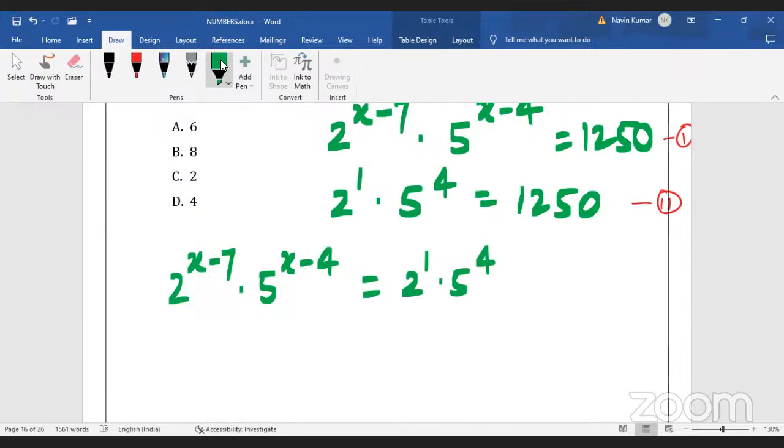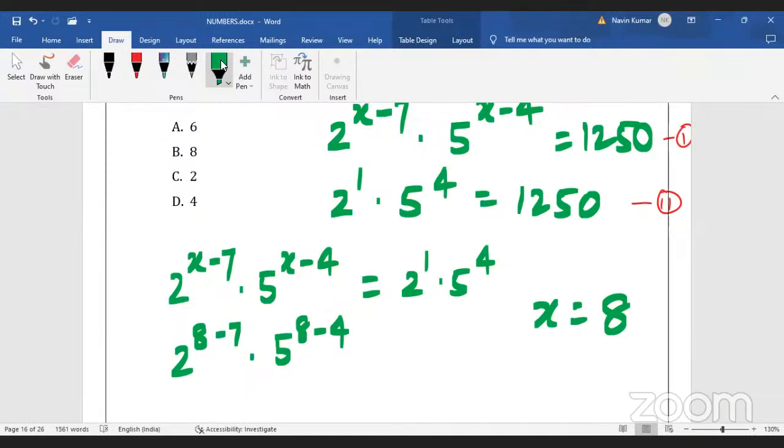Now you tell me what should be the value of x so that x minus 7 is equal to 1, right? And x minus 4 is equal to 4. So clearly this x is equal to 8. If this is so, then it will be 2 to the power of 8 minus 7, which is equal to 2 to the power of 1, and 5 to the power of 8 minus 4, which is equal to 5 to the power of 4. So x is equal to 8. That is our answer. Right?